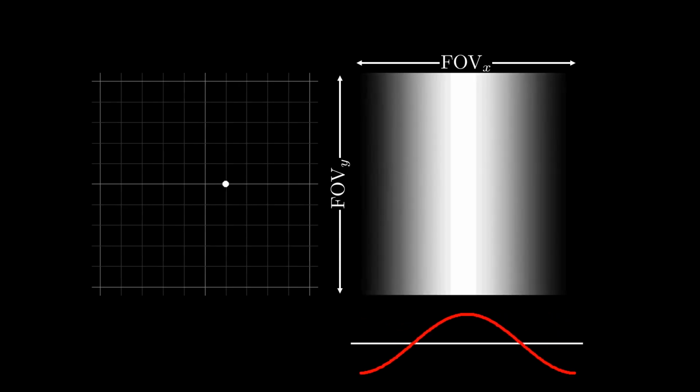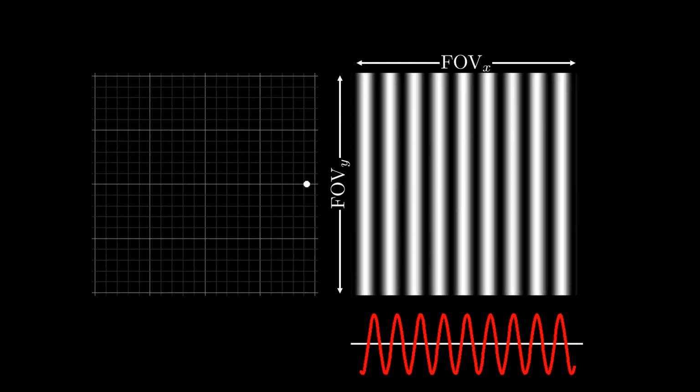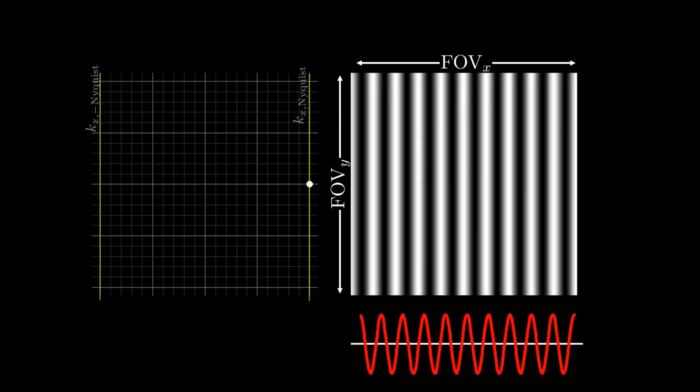Moving from DC over to the right by 1 unit gives a sinusoid frequency kx equal to 1 cycle per field of view in x. If, for example, the image is 10 centimeters wide in x, this would be 1 cycle per 10 centimeters or 10 cycles per meter. Move 1 more unit and we're at 2 cycles per field of view. And so on until we reach the Nyquist border.